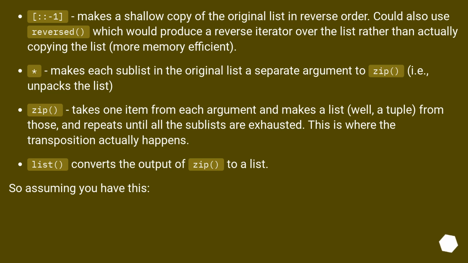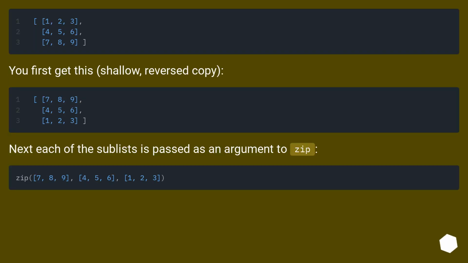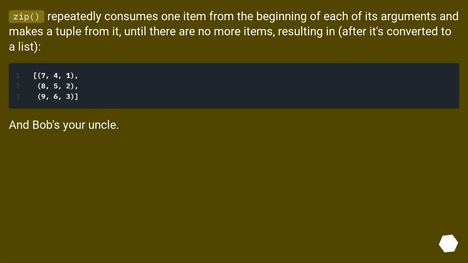So assuming you have this, you first get this shallow, reverse copy. Next, each of the sublists is passed as an argument to zip. Zip repeatedly consumes one item from the beginning of each of its arguments and makes a tuple from it, until there are no more items, resulting in, after it's converted to a list, this. And Bob's your uncle.